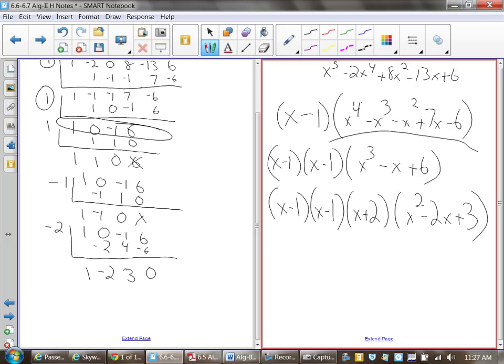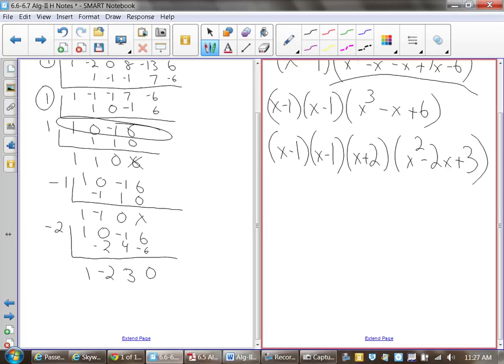You have to continue. What times what is positive 3 that adds together to get negative 2? Negative 3 and negative 1? No, that would give me a negative 3 at the end. I can't factor that, so what's the next easiest way to factor? Synthetic division? Well, if it's not a factorable term, synthetic division isn't going to work. Quadratic formula.